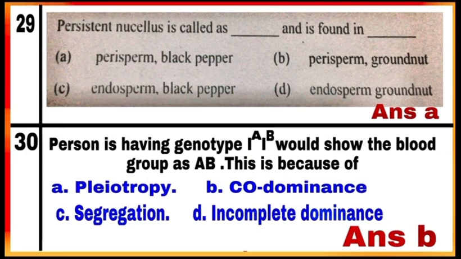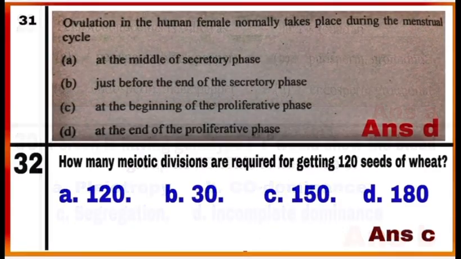Question 30. Person having genotype IAIB would show the blood group as AB. This is because of codominance, because both alleles IA and IB express their own types of sugar. So here mark B as a correct answer.